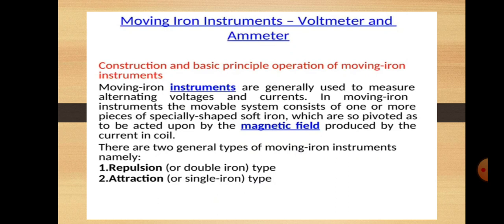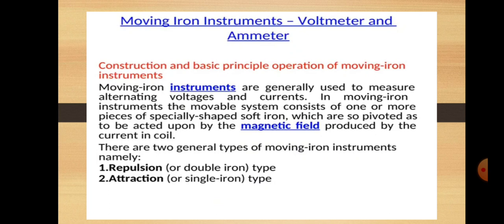So why do we call it a moving iron instrument? Because the construction is made such that after application of the magnetic field, the iron which is used, soft iron, moves on the application of input. That's why we call it the moving iron instrument. Moving iron instruments are generally used to measure alternating voltages and currents.